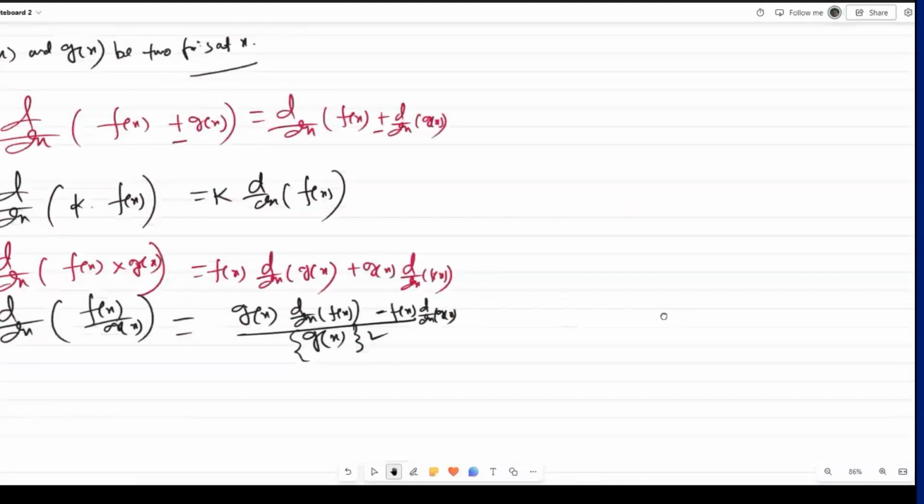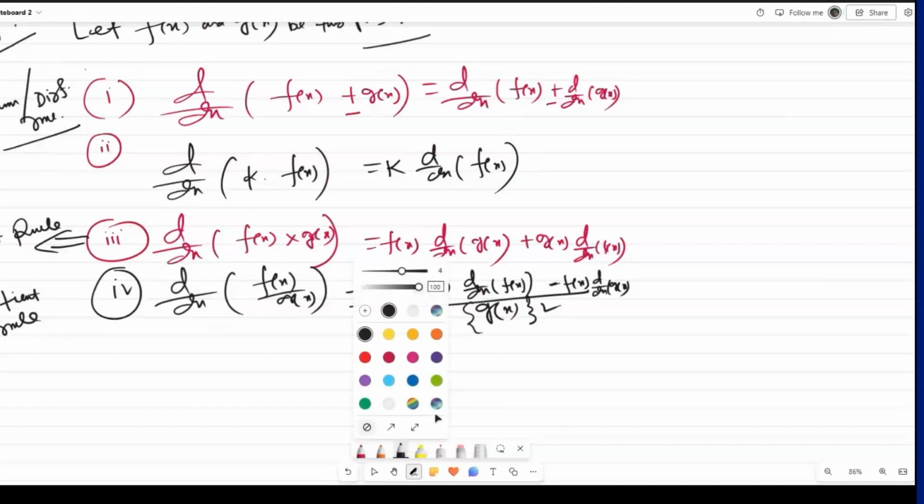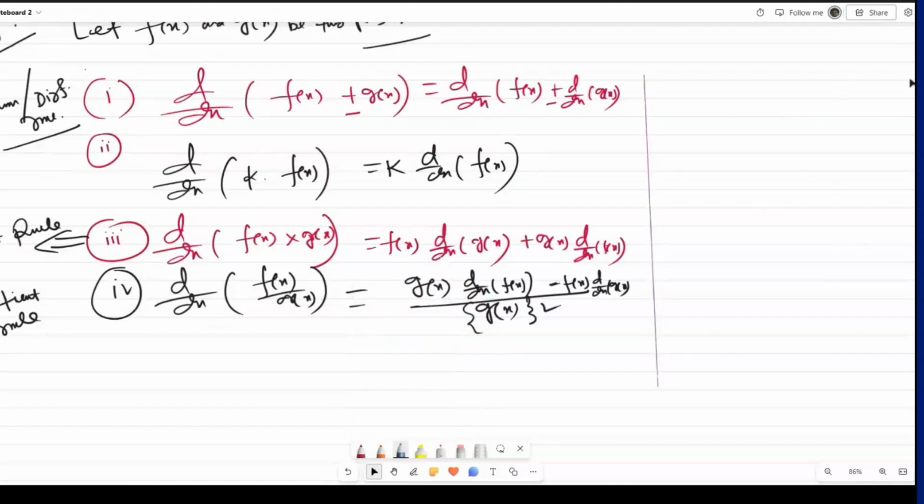This product rule, I'm keeping it on the side. Otherwise, I have to scroll again and again. So I am going to find d/dx of, say, just a question given in this manner.